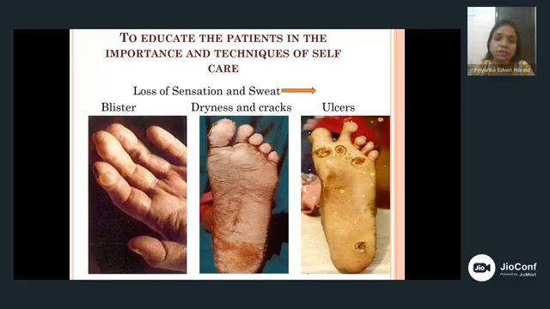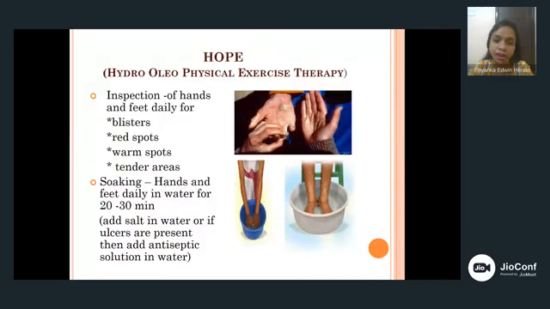So self care is very important. For self care, we give hope therapy. Hope therapy stands for hydro oleo physical exercise therapy, which means it involves water, it involves oil, and it involves exercise for the treatment. So we ask the patient to inspect their hands and feet daily for the presence of any blisters, any red spots, warm spots, tender spots in the hand or the feet.